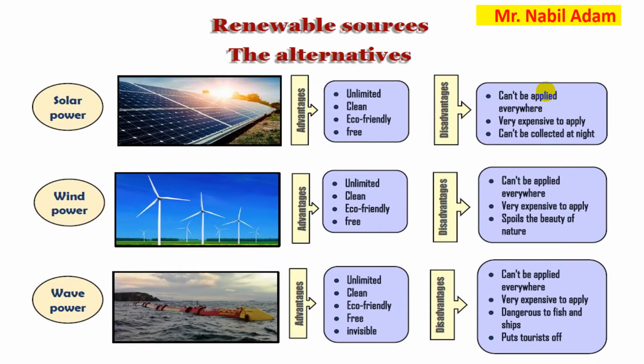The renewable sources of energy, these are the alternatives: solar power, wind power, wave power. What are the advantages of solar power? They are unlimited. They are clean. They are eco-friendly. They are free.